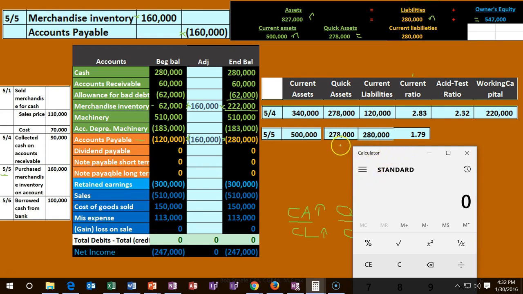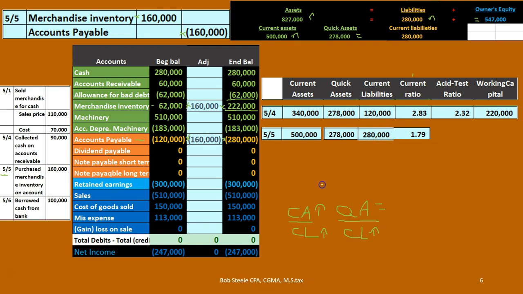If we take a look at the quick assets ratio, or the acid test ratio, we're going to take the quick assets of 78,000 over the current liabilities of 280,000, and that will give us the 0.99. Notice we are below 1 there.